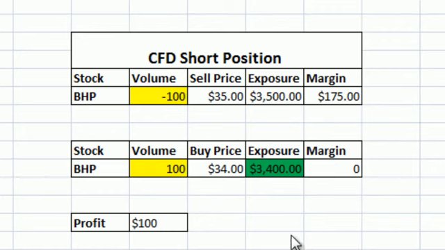So that's just a brief example of how a short sell works. There will be a much better explanation with financing and everything else involved a bit later on in the blog.